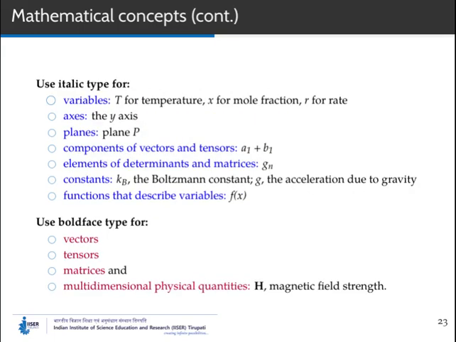A few other mathematical conventions: you should use italic font for variables, axes, planes, elements of determinants and matrices, and constants. And you should use boldface type for vectors, tensors, matrices, and most of the multi-dimensional physical quantities.